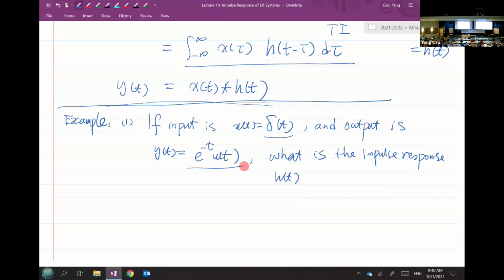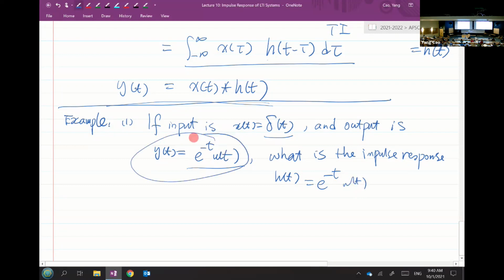Yes. Is it e to the negative t? That's it? Yes. Wouldn't be just y of t. If y of t, then I use u of t here, right? Multiply u of t. Yes, it is y of t here, right? Don't forget the u of t here.